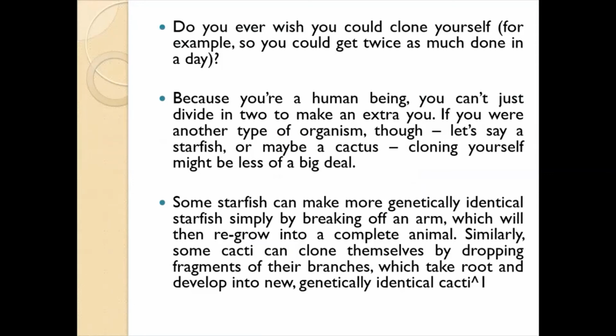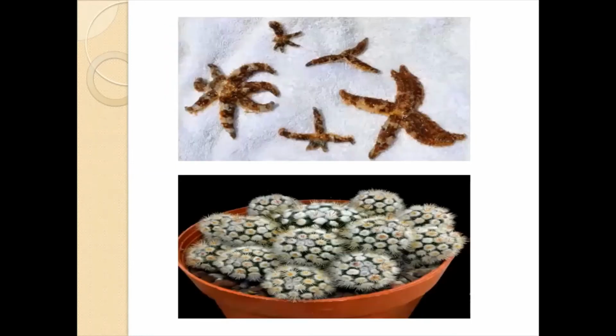Some starfish are able to clone themselves by just breaking off an extra arm, which will then regrow into a complete starfish. That is just a picture like this. This is a complete starfish, and these are the starfish which are growing from an extra arm of another starfish. So they are genetically identical. So they are clones of themselves.